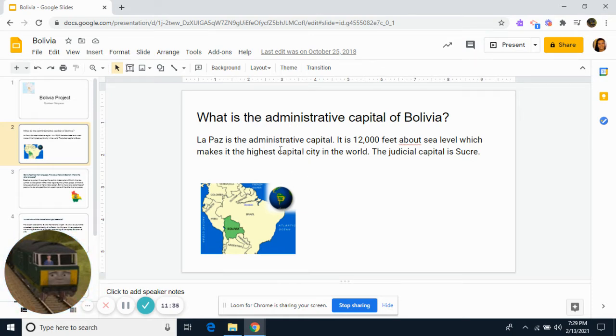What is the administrative capital of Bolivia? La Paz is the administrative capital. It is 12,000 feet above sea level, which makes it the highest capital city in the world. The judicial capital is Sucre. I don't know if that's how you say it or not. So the administrative capital is La Paz.